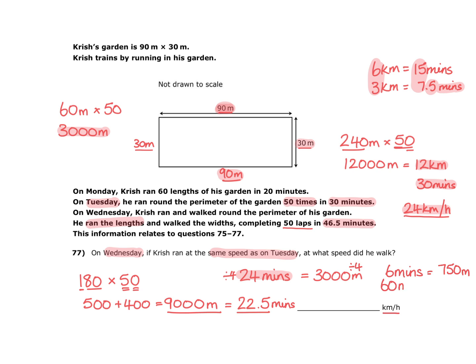And that means after 60 minutes, which of course is 1 hour, I've multiplied by 10, he would have travelled 7,500 metres. If I convert that to kilometres, it would be 7.5 kilometres, and this is the speed that Krish walked the widths. We can say then that the speed Krish walked on Wednesday was 7.5 kilometres per hour.